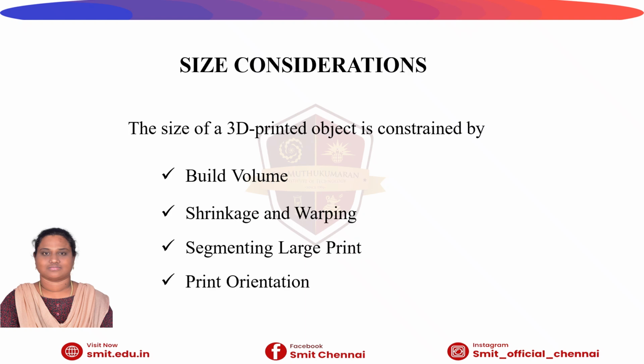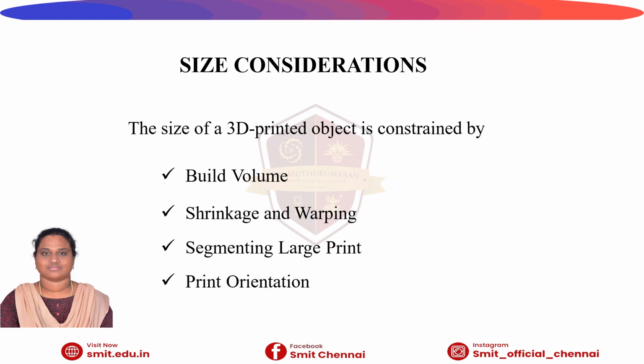Next we can go to the size consideration. So the size of a 3D printed object is constrained by build volume, shrinkage and warping, and segmenting large prints, and print orientation. Build volume means the maximum dimensions a printer can print in the X, Y and Z axes. Then shrinkage and warping: some materials contract after cooling, affecting the final dimensions. Next, segmenting large prints: large models may need to be split into multiple parts and assembled later.